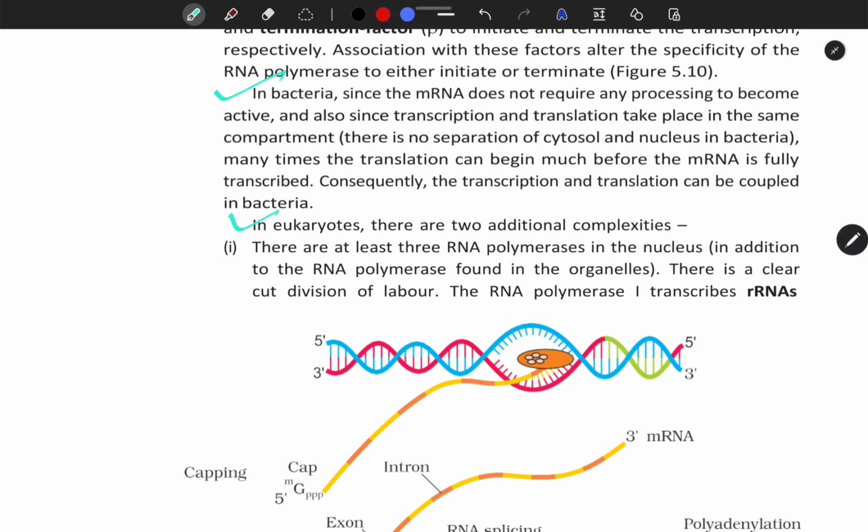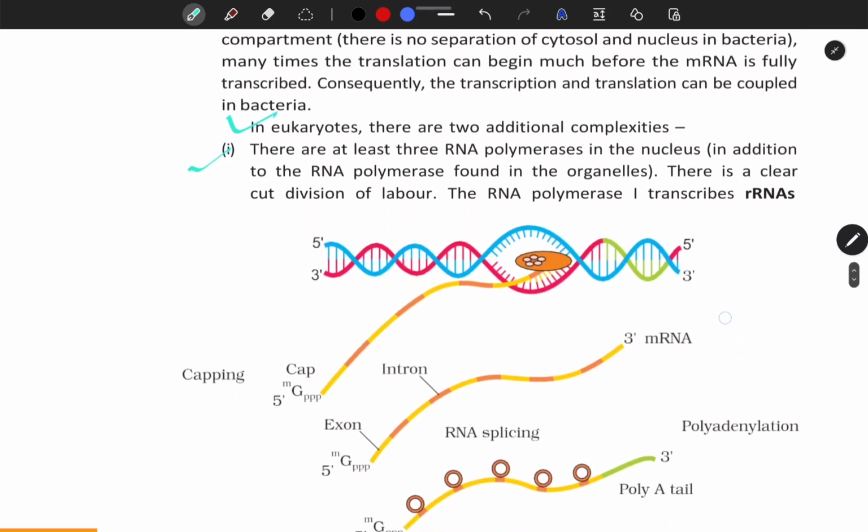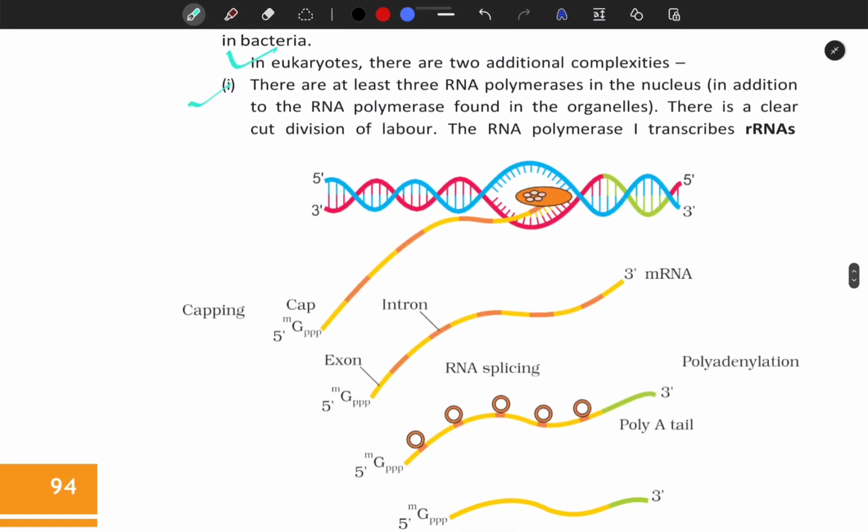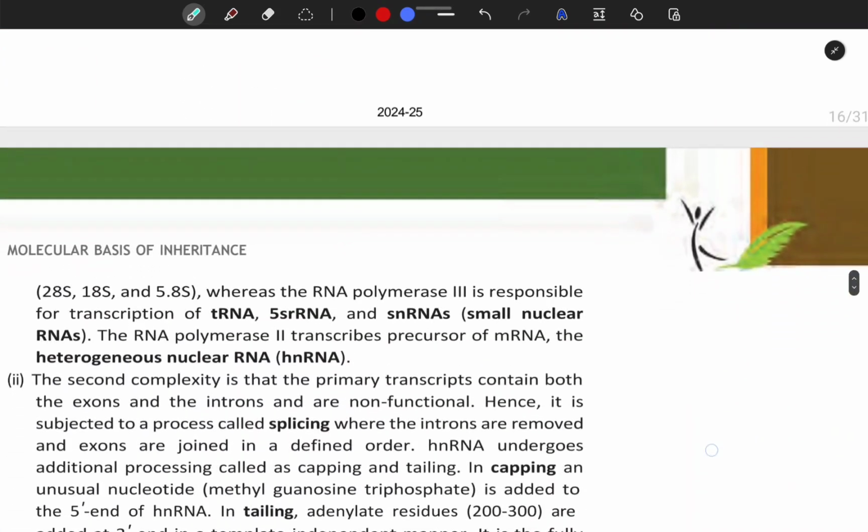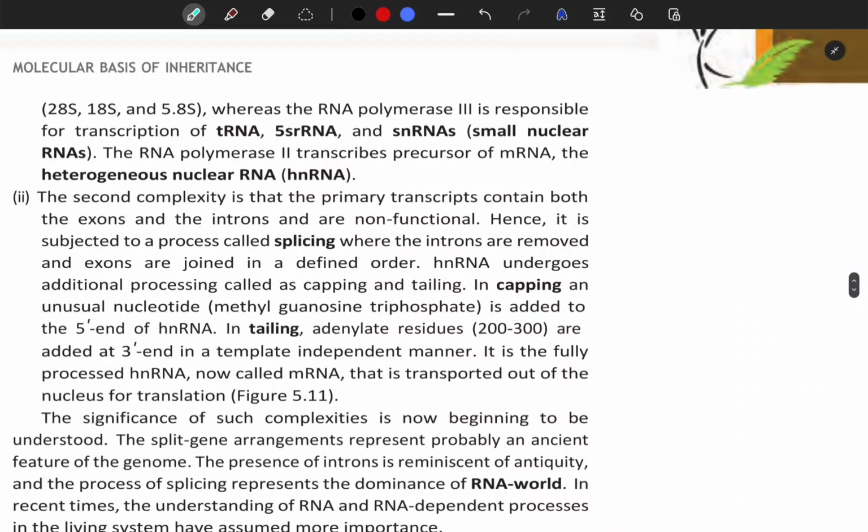In eukaryotes, there are two additional complexities. First, there are at least three RNA polymerases in the nucleus, in addition to the RNA polymerase found in the organelles. There is a clear-cut division of labor. The RNA polymerase I transcribes rRNAs, whereas the RNA polymerase III is responsible for transcription of tRNA, 5sRNA, and snRNAs, small nuclear RNAs. The RNA polymerase II transcribes precursor of mRNA, the heterogeneous nuclear RNA, that is hnRNA.